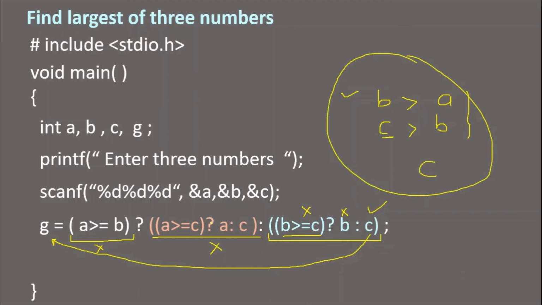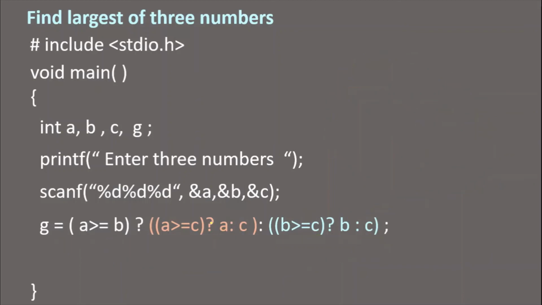So this is the way in which the comparison of different operators is as good as nesting of the conditional operator. Inside one operator, another conditional operator is written. And by using nesting of this conditional operator, we have found the greatest of three different numbers. And when this expression is executed, the greatest of three numbers is stored in variable g.